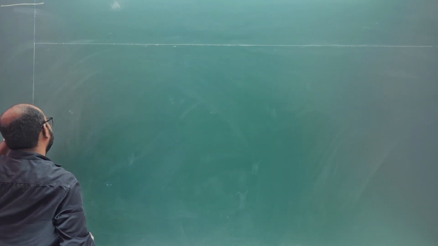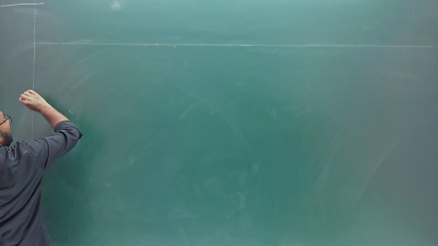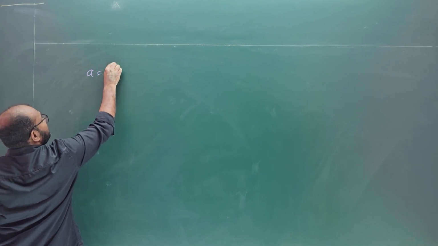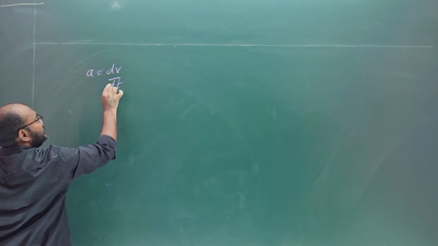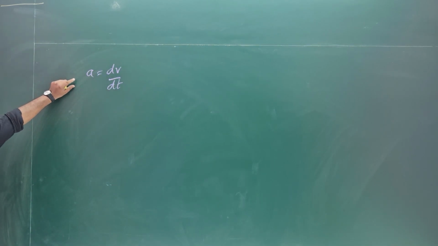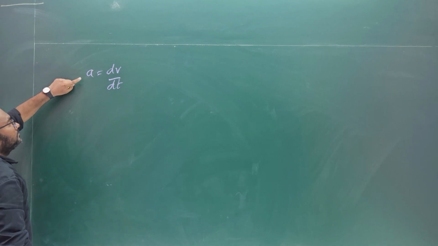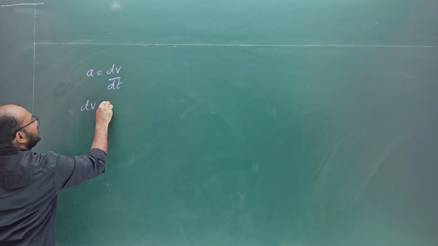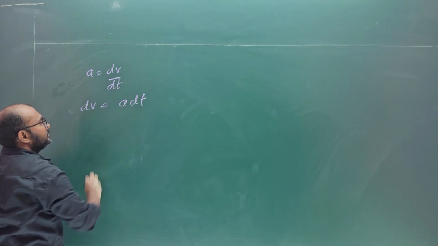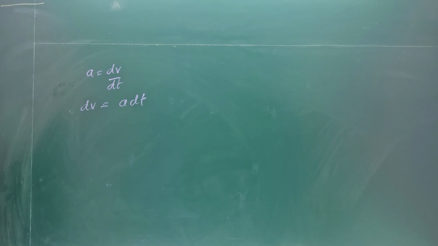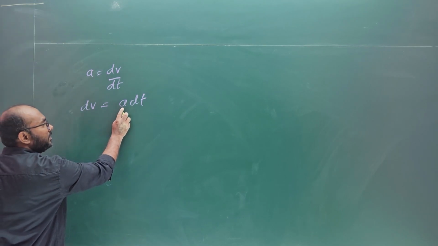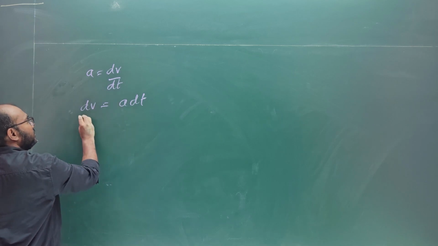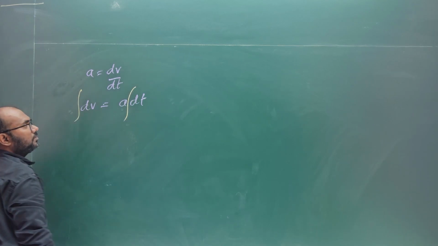Okay, now listen to me. As we all know that acceleration is nothing but dv upon dt. Acceleration is nothing but dv upon dt. Okay, now can I also write this as dv is equals to a dt? dv is equals to what? A dt. Now what I am saying is acceleration should remain constant. That means can I integrate these two only?